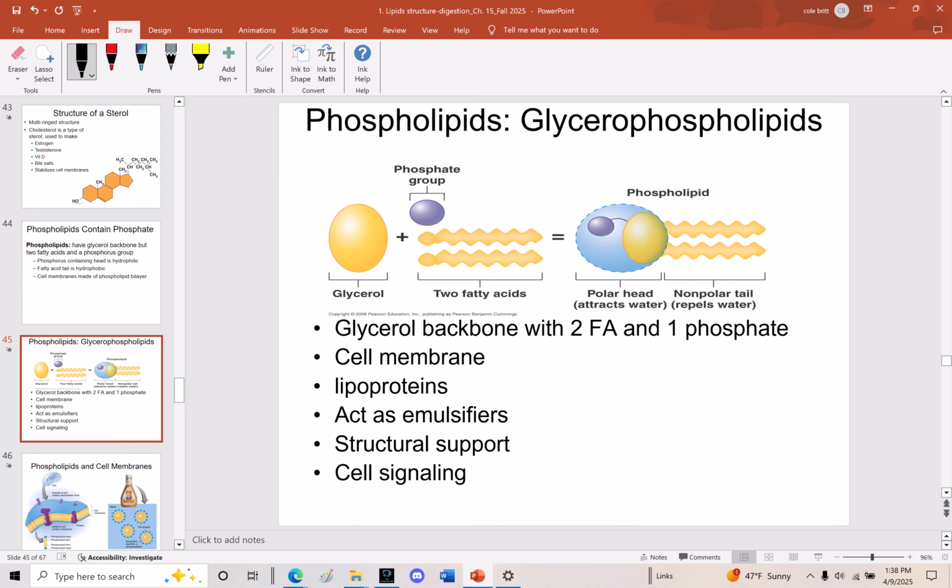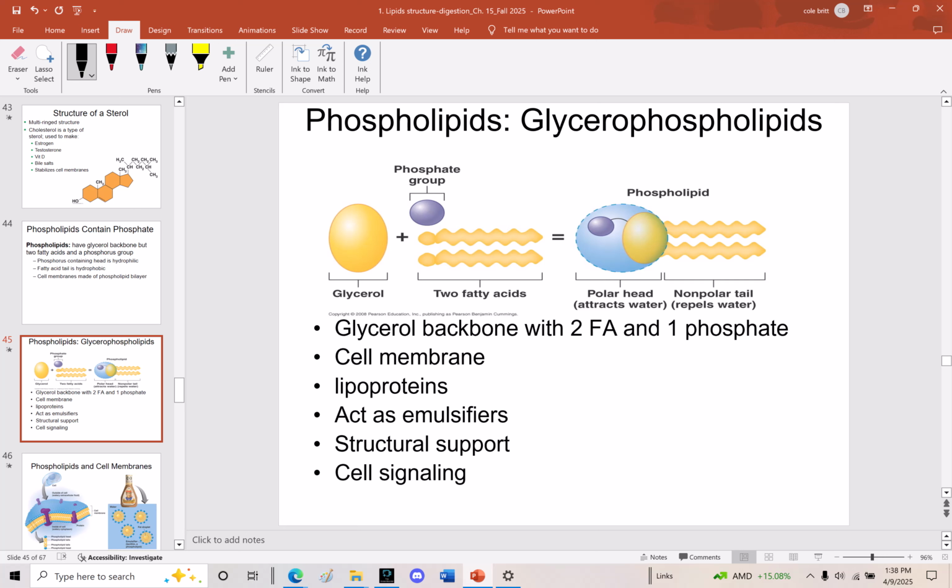So here it is, glycerol backbone, phosphate group, 2 fatty acids, and we can make a phospholipid. The head group is polar. In other words, remember it's hydrophilic. And this tail portion is hydrophobic.